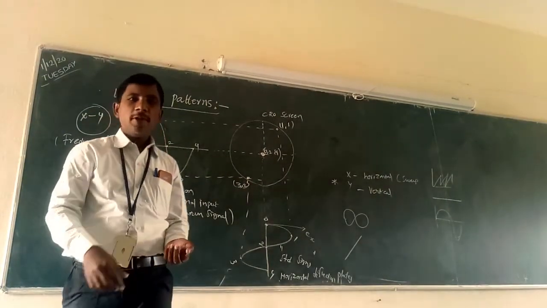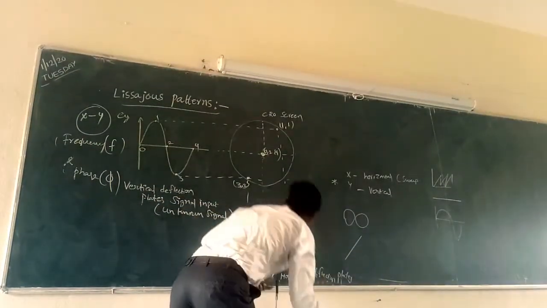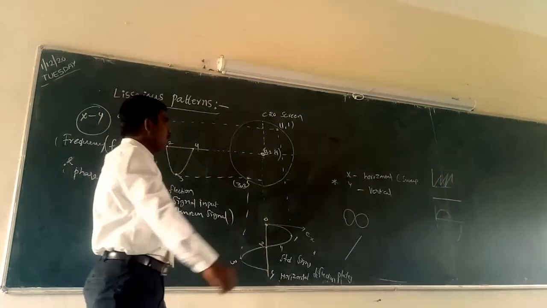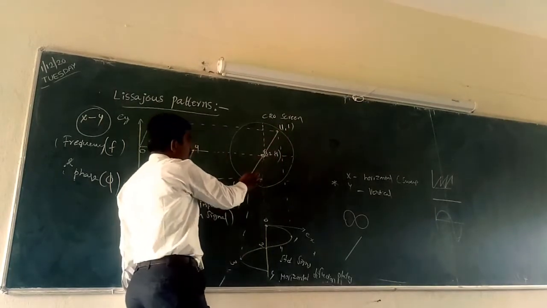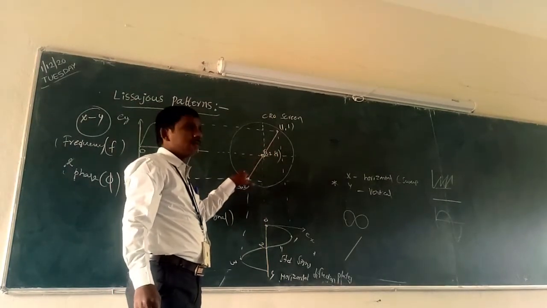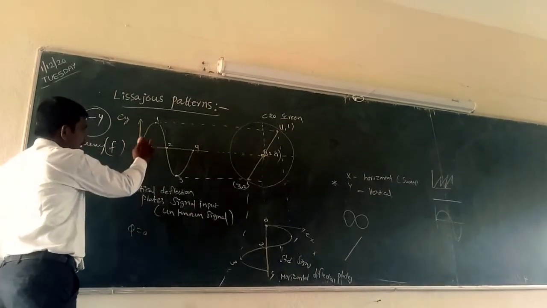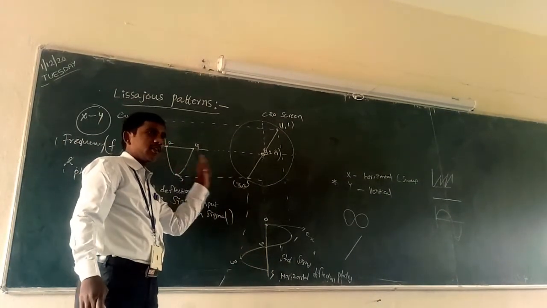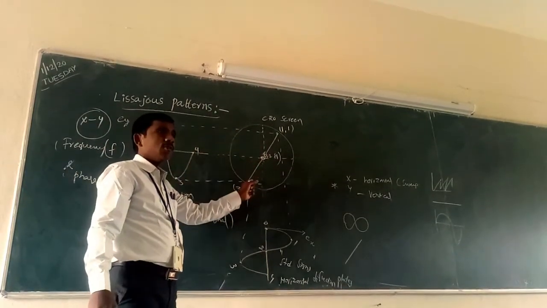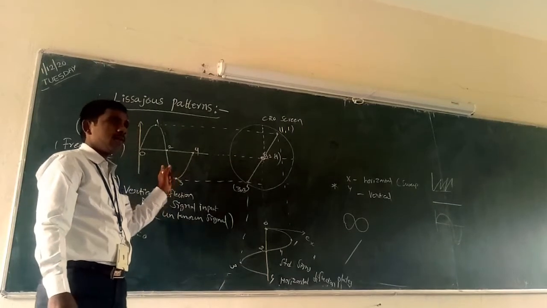Now what is the pattern you obtain? This is the one point you obtain, this is the another point. If you join these 2 points, the Lissajous pattern will be a straight line, which is between the first quadrant and third quadrant. Now what is the phase? Phi equal to 0 degrees. The same signal is applied to the vertical deflection plates and horizontal deflection plates. When the phase angle is 0, you can obtain a straight line between the first quadrant and third quadrant. Phi equal to 0. Phase angle between two signals is 0.